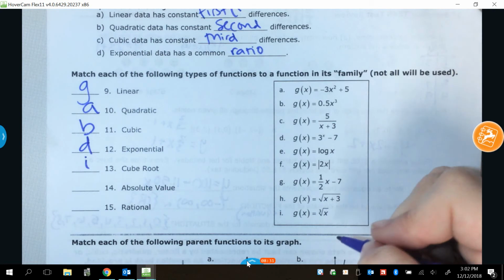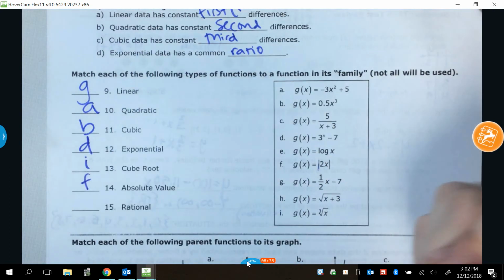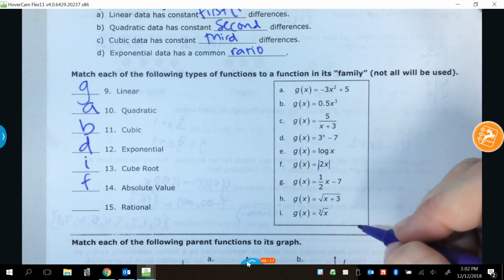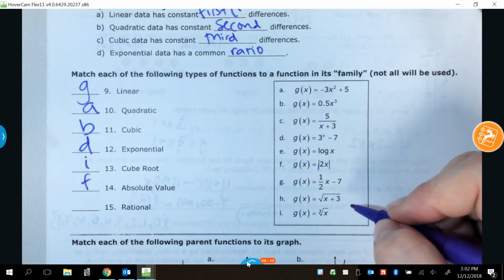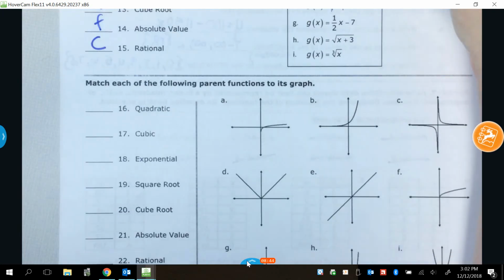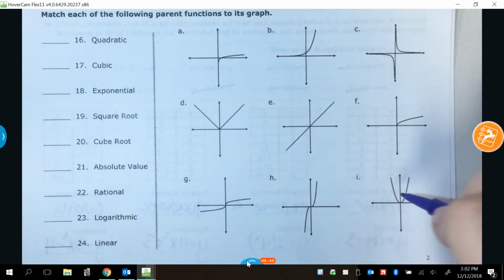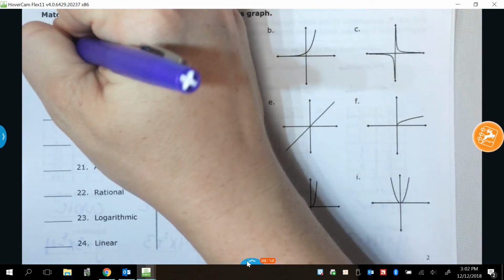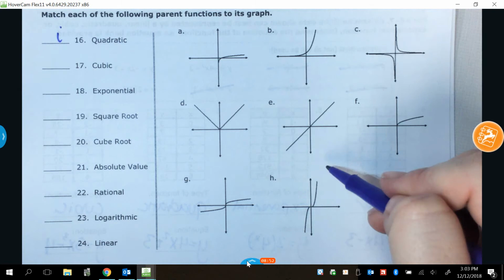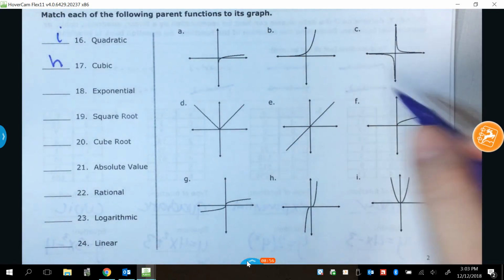Absolute value, remember that's the bars. So this is F. Okay, and rational. Rational means x is on the bottom of a fraction. It's a rational, however you want to remember it. Okay, now quadratic is a U shape, so it's I. Cubic is the squiggly, but it's a tall squiggly, H. Exponential is B.